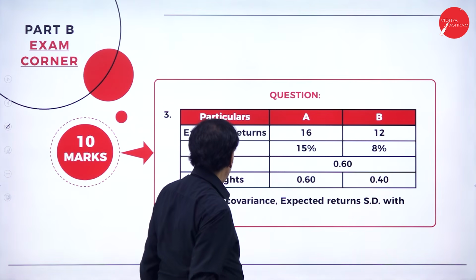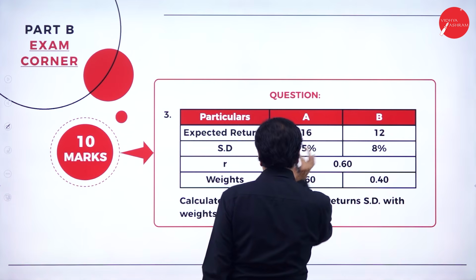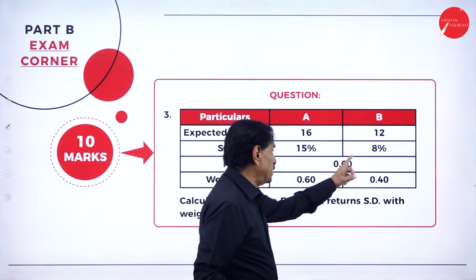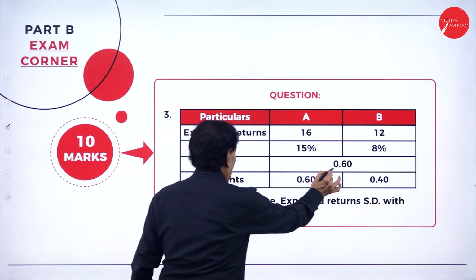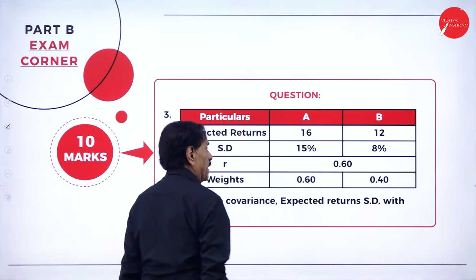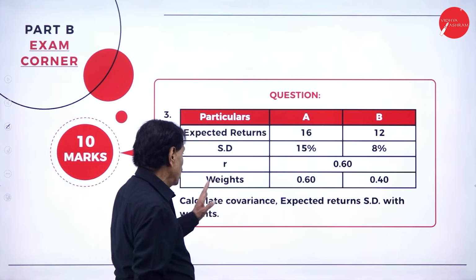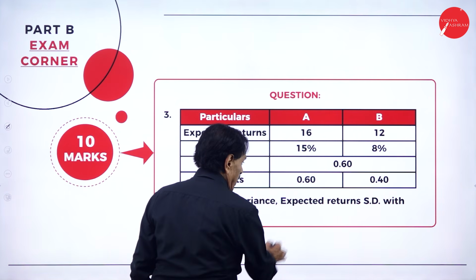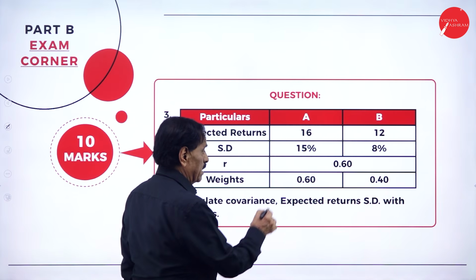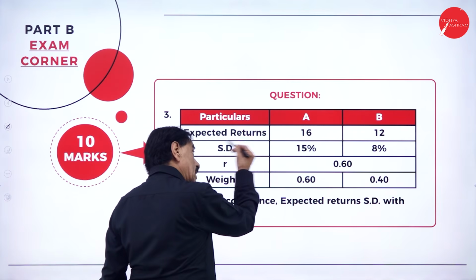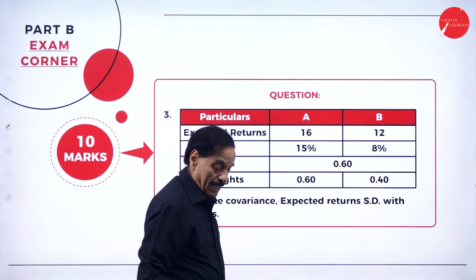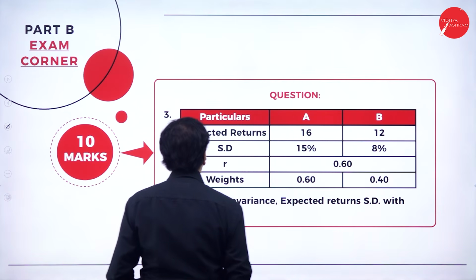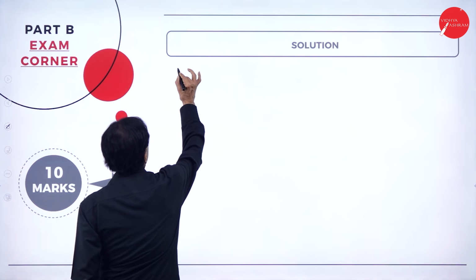So, third question. They have given expected returns 16 and 12 mean, standard deviation 15% and 8%. R means correlation is 0.6 for both A and B. Weights 0.60, 0.40. Calculate covariance, expected returns, standard deviation with weights. With weights, returns you have to calculate. First, here, calculation of covariance.